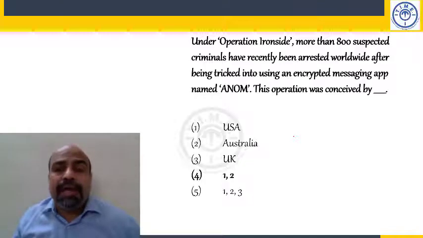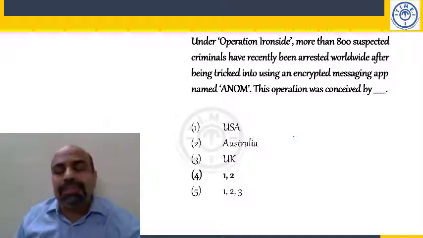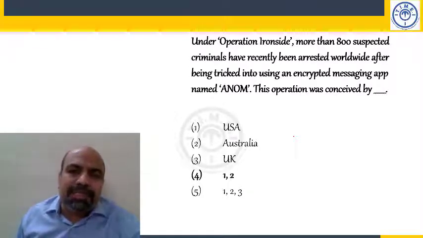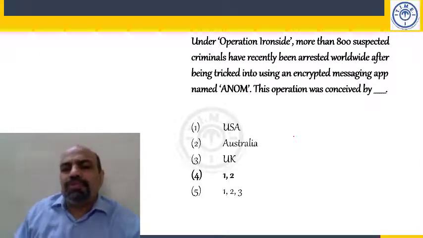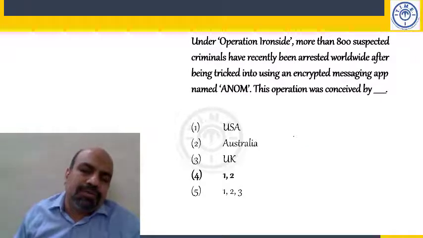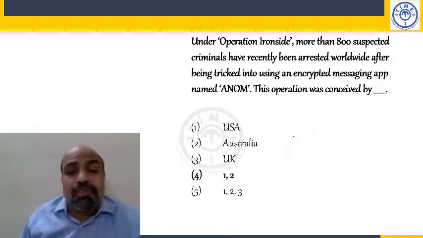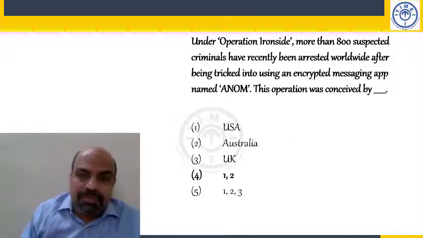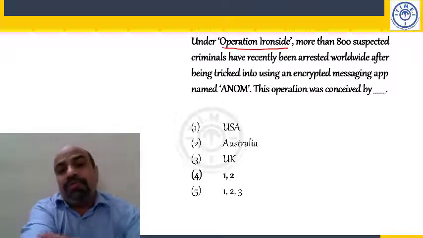Under Operation Ironside, more than 800 suspected criminals have recently been arrested worldwide after being tricked into using an encrypted, coded messaging application named Anom. This operation was conceived by Australia and the United States. Now, what is Operation Ironside? Please write this. I read about this on an Australian website.